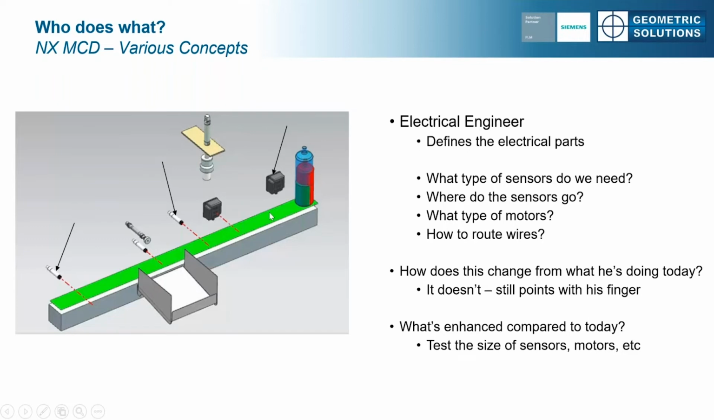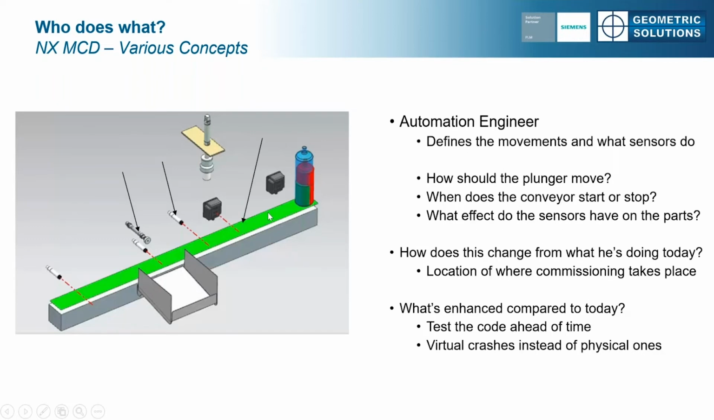Let's look at the next role, the automation engineer. So what are they doing? Well, they're writing this code. It could be they're using ladder logic. They're defining what happens and when. So in this case, when's that plunger going to move? When does a conveyor start or stop? The big change that they have from today is the location of the commissioning, because they're able to do the majority of it right in their office, not in some far-flung corner of the globe. The enhancement is that they can test the code ahead of time. And instead of real crashes, virtual ones.